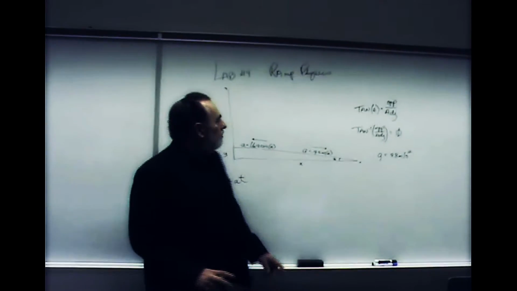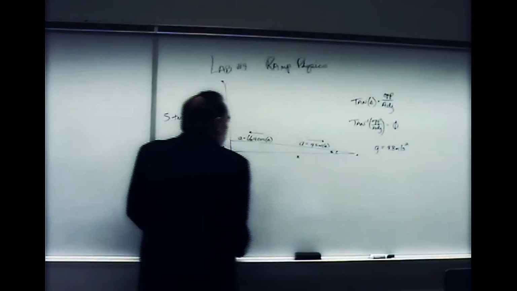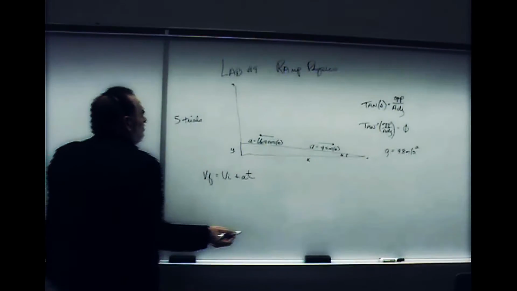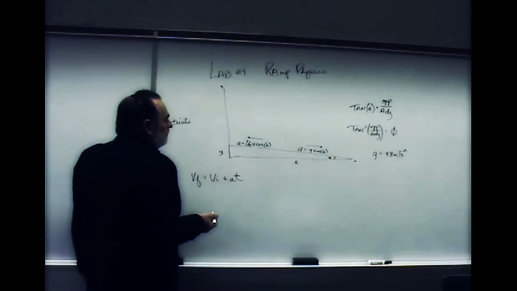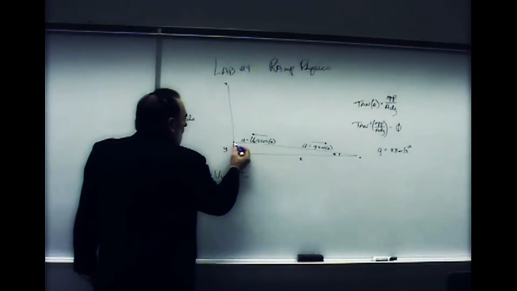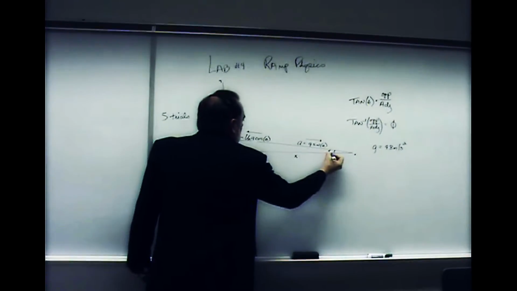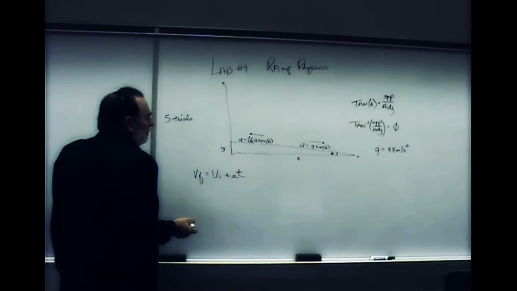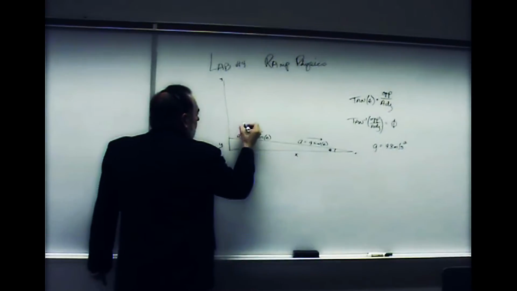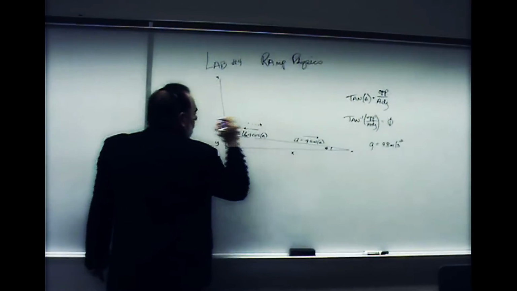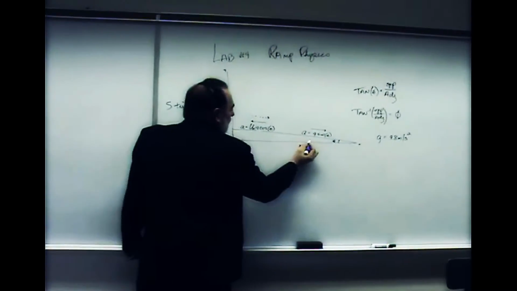Lab number 4 is ramp physics. So, what is entailed with ramp physics? It is kinematics in 2 dimensions. We have a ramp, and we have an angle for that ramp. And when I'm rolling something down the ramp, we have an acceleration due to gravity.